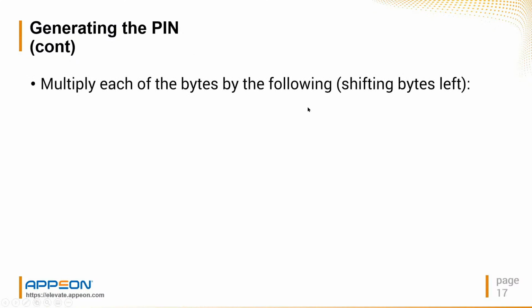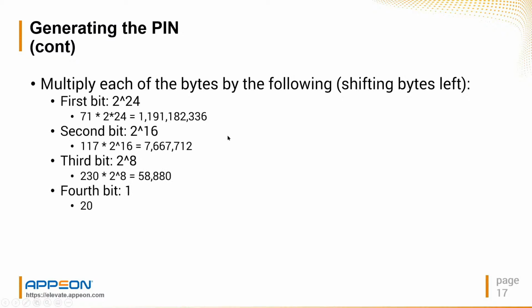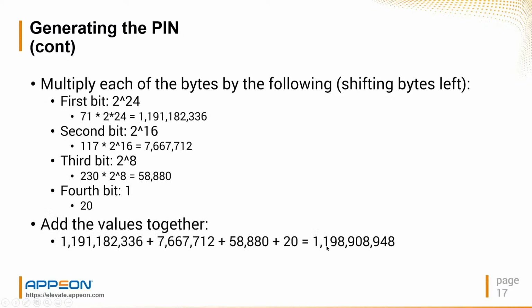Now we multiply each of the bytes by the following. What we're doing is shifting bits left. So we take the first byte, that was 71, and multiply it by 2 to the power of 24. And it gives us this number. The second byte, we multiply by 2 to the 16th. Yeah, I got it correct that time. Third byte by 2 to the 8th. And the last byte we just take by itself. And we add all those together. And we get 1,198,908,000, whatever. So now we have this number here.